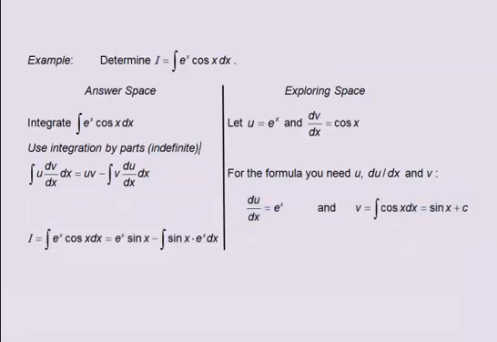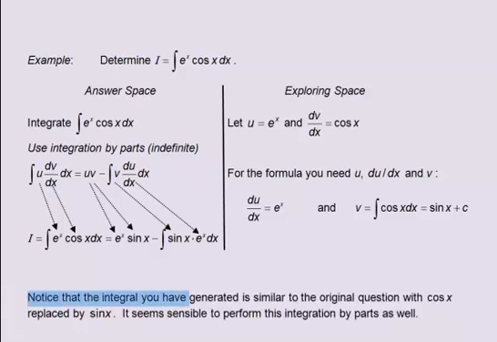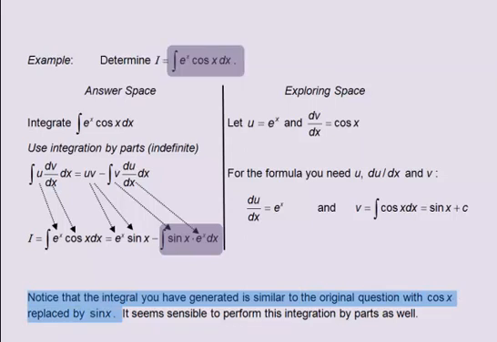You can use arrows to help with your substitution. So u is e to the x, dv by dx is cos x, again u is e to the x, v is sin x, again v is sin x, and du by dx is e to the x. Notice that the integral you have generated here is similar to the original question, with cos x replaced by sin x. Here, it seems sensible to perform this integration by parts as well.